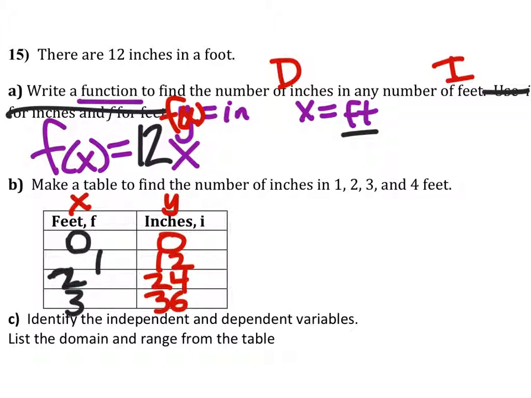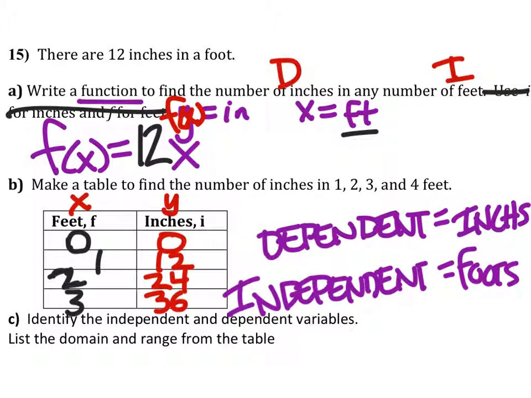All right, as it turns out, we did the next part, part C, right? We've already identified the dependent and independent variables. We can list those again. There we go. Dependent is inches, independent is foots, which we had already defined.